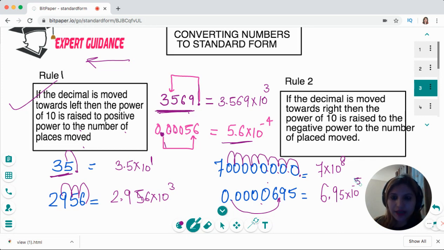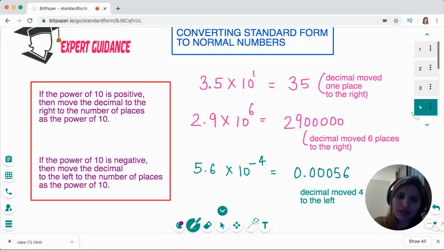Okay, so I hope this is clear to you. How do you convert any number to standard form? Now let's do the opposite. How to convert the standard form to normal numbers? Here you look at the power of 10. If the power of 10 is positive, then you move the decimal to the right by the number of places as the power of 10. And if the power of 10 is negative, then you move the decimal to the left by the number of places as the power of 10.